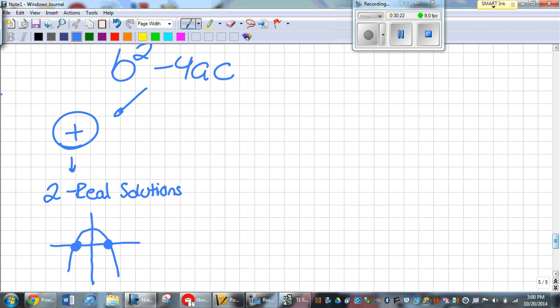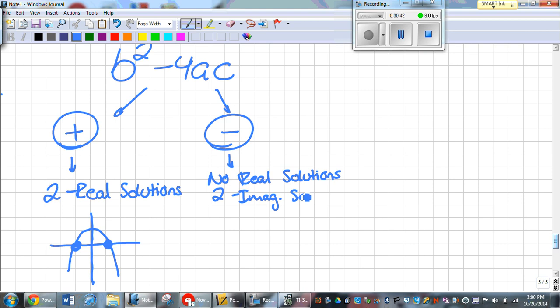1, 2. If your discriminant ends up being negative, any negative number, that means you're going to have no real solutions, which means you have two imaginary solutions. That tells us that the graph is not going to hit the x-axis. So if my vertex was up here above the x-axis, it would open up. So this graph would not actually touch the x-axis at all.